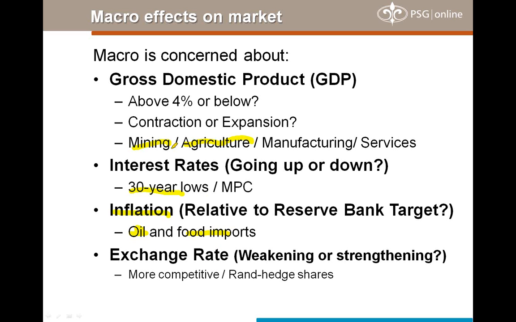The only thing she can control is interest rates. But she's also got a job where she has to keep her foot on the pedal to create economic growth, but also put her foot on the brake for inflation. So it's important to have a view on these things. Now, we've spoken about a weaker rand already. It makes our exports more competitive. That's why you must have some rand hedge shares in your portfolio to take advantage of that. So it's important to have a macro view on the market.